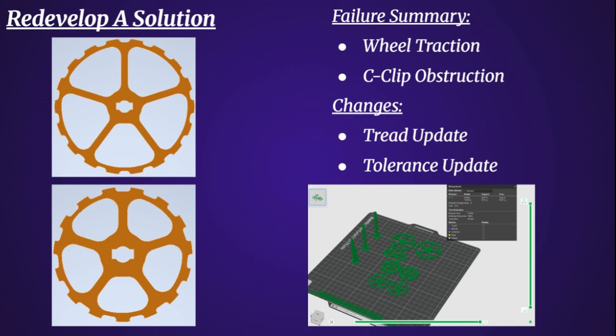The last thing I wanted to change was the tolerances. I got rid of most of the C-clips and instead made my pieces have a tolerance of 0. This would make C-clips obsolete. This update required me to reprint every piece aside from the body.